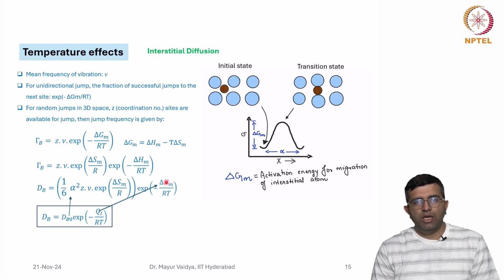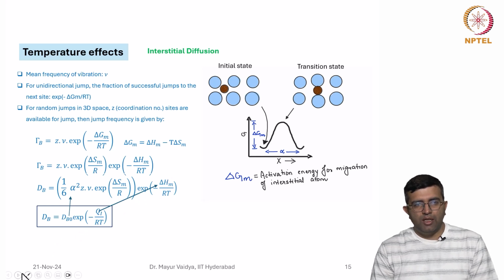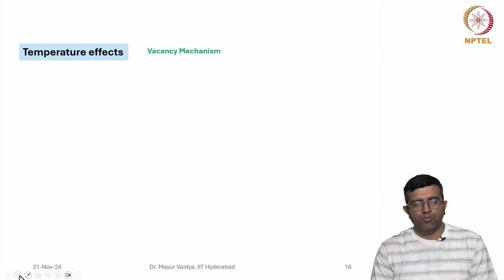So this Qi is basically equal to the delta Hm. So this is the enthalpy of migration that we are talking about. So basically in the case of interstitial diffusion, the Qi is equal to the enthalpy of migration.